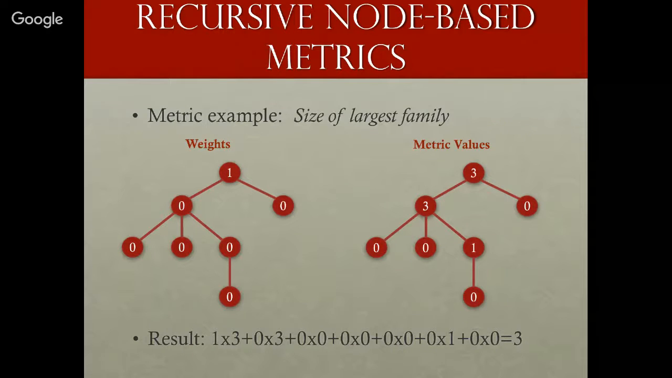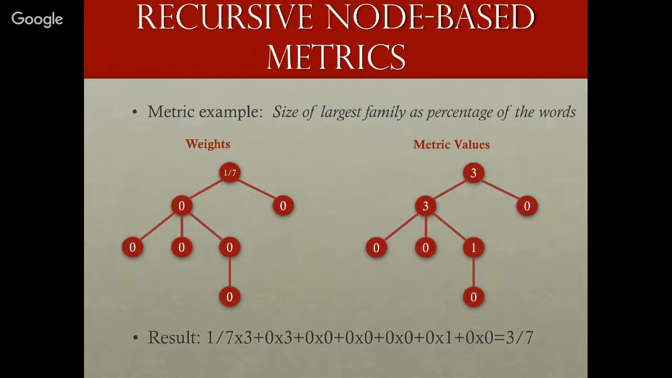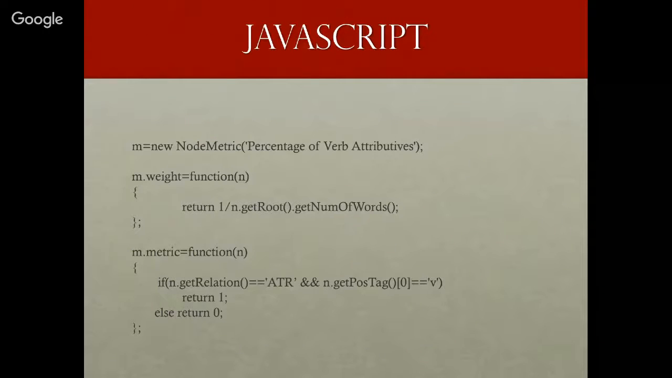The same with traversing from the bottom up, the size of the largest family. Again, if we make it even more specific and granulate it better, we can get to what types of secondary clauses we have, what types of prepositional phrases, if there are a lot of complements of whatever grammatical attribution. Size of the largest family as a percentage of the words. Again, another syntactical characteristic. So this is the metric system.